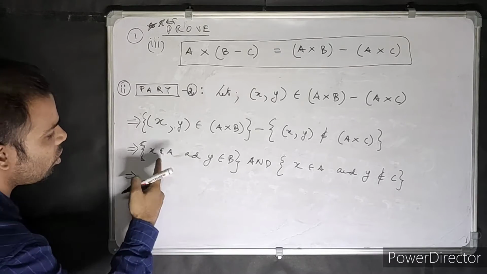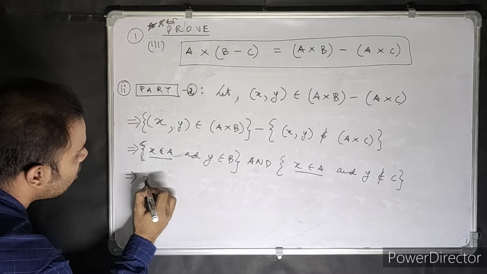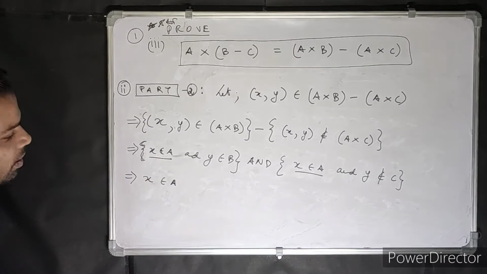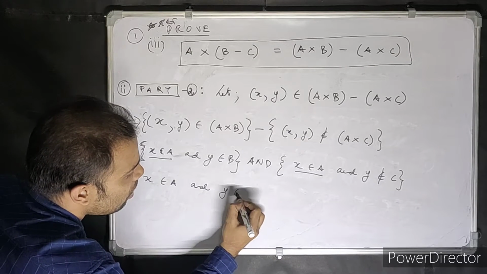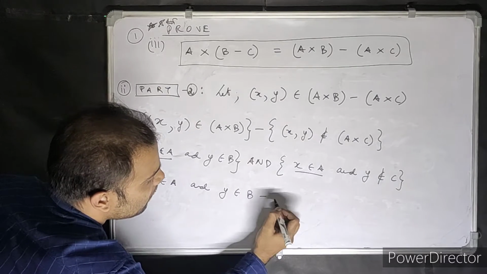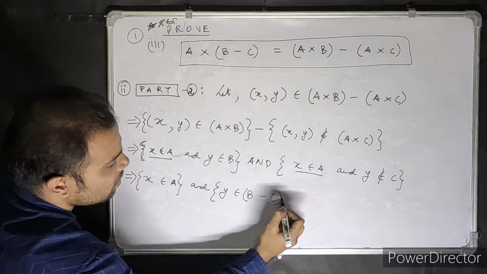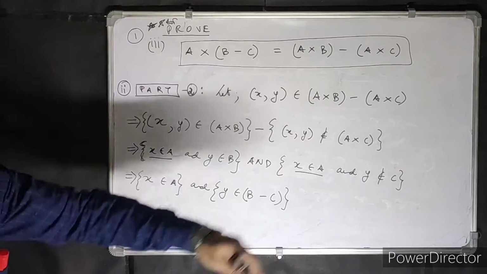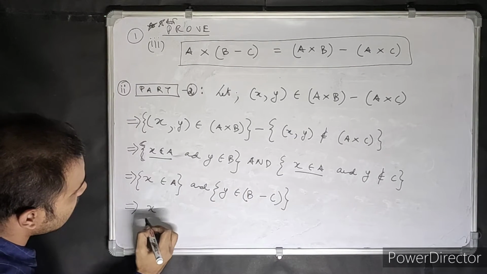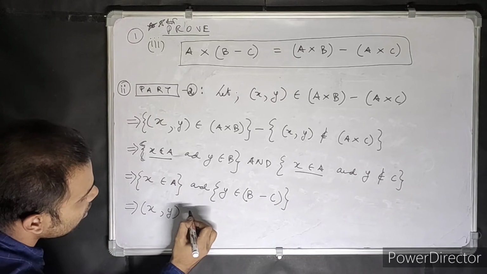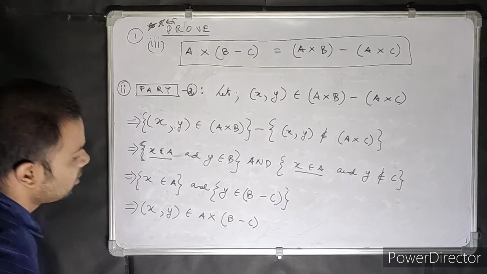Okay, it won't affect much as long as you are proving it correctly. Now from here, what do you do? Look at this part and look at this part. They are same, right? So what do you have to write? You have to write x belongs to A, alright, and y belongs to B minus C. Look, these are the two parts you are getting now, right? See, y belongs to B but y does not belong to C. So of course y belongs to B minus C. Now from here, what do you get? x comma y belongs to A cross, okay, B minus C.